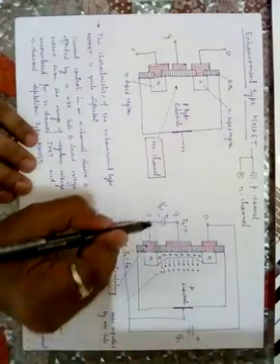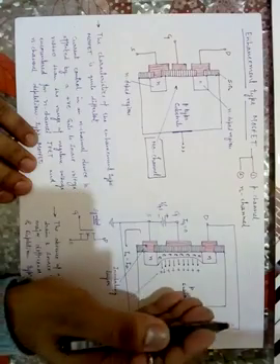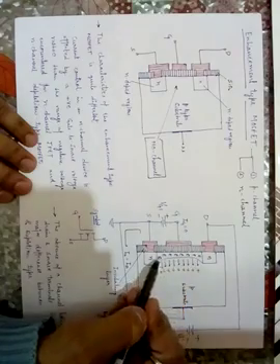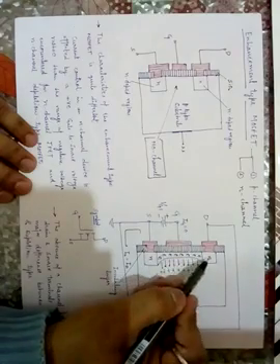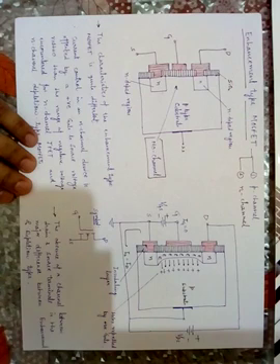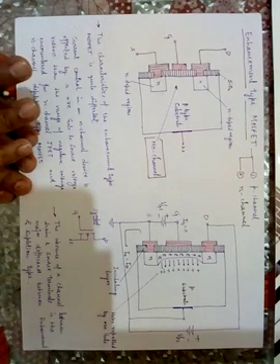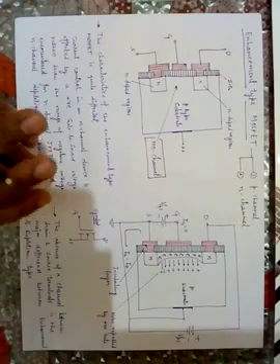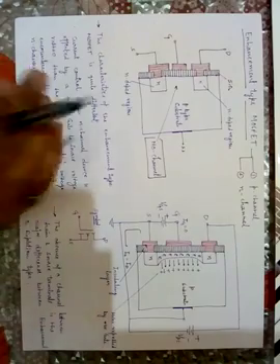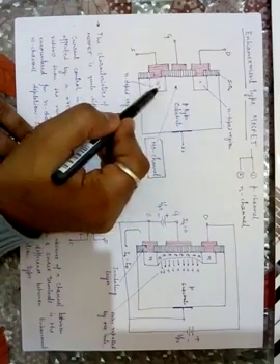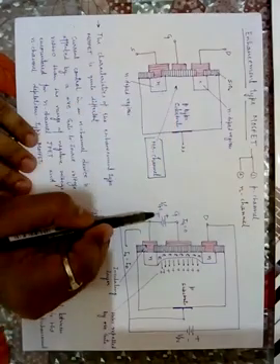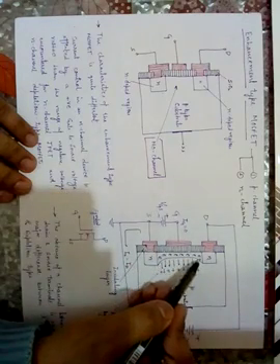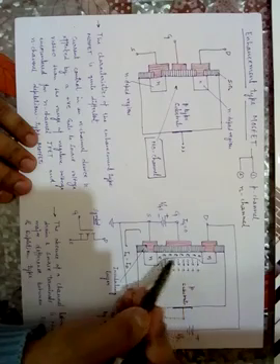Why have I created this here? Because when I apply a positive voltage, all the electrons will come here to the left side and create a channel between drain and source. So that is the most important concept of the enhancement type MOSFET, where no channel already exists between drain and source, but we apply a positive voltage so electrons can come and create a channel between drain and source.